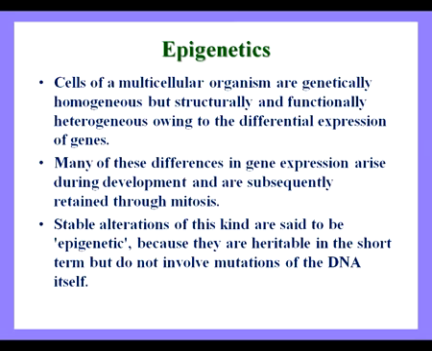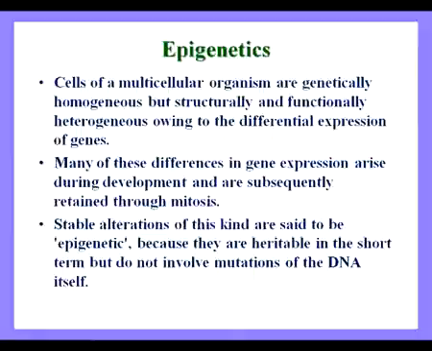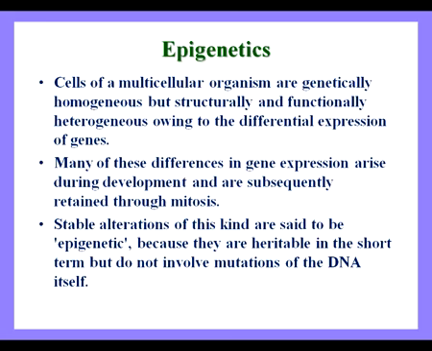Many of these differences in gene expression arise during development and are subsequently retained through mitosis. So when these epigenetic changes occur in the genome, they are stable changes. Whatever changes they bring in terms of gene expression remain as such and are transmitted from one generation of the cell to the next through the process of cell division called mitosis, also called equational division. Stable alterations of this kind are said to be epigenetic because they are heritable in the short term but do not involve mutations of the DNA itself.